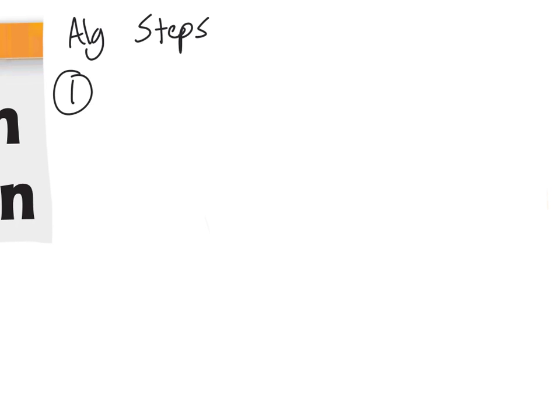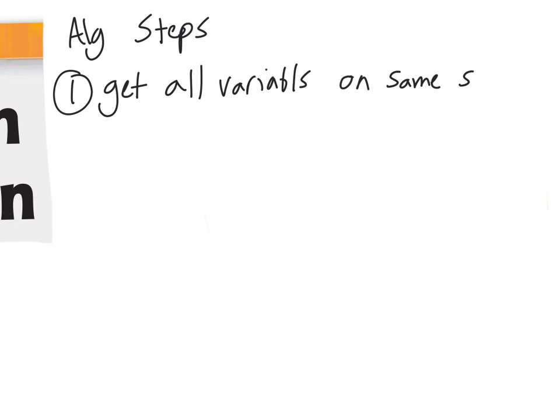What they're going to throw at us that's different is they're going to put x's on both sides of the equal sign, okay? So that leads us into our first step. Our first step is to get all variables on the same side. We do this, all right, we do this with addition and subtraction.